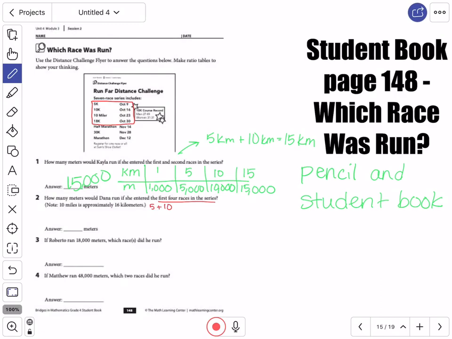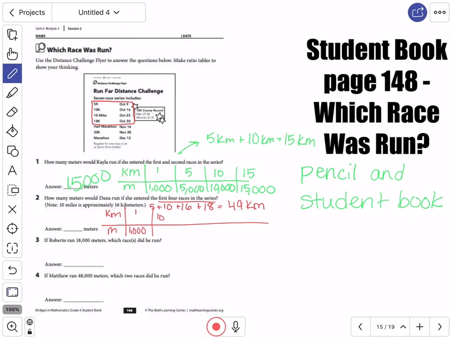So we're looking at a 5K plus a 10K plus that 10 miler. Remember, that's a 16K that we talked about a little bit ago. Okay, plus an 18K. So if I think about what all of that adds up together, that is 49 kilometers. Now, if I were to put that into a ratio table, just like I did a little bit ago, I've got kilometers and I've got meters.